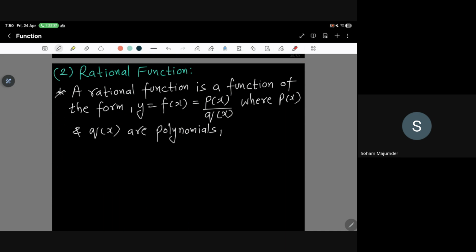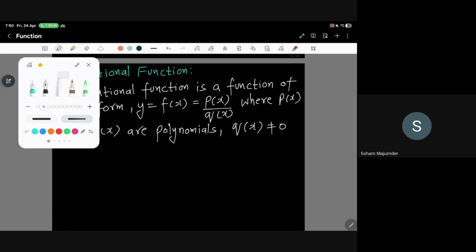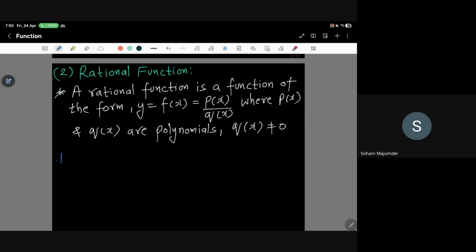So q of x is not equal to 0. Okay. So the domain of the rational function is all real values minus those values of x at which q of x is 0. Okay. Basic definition of rational function.